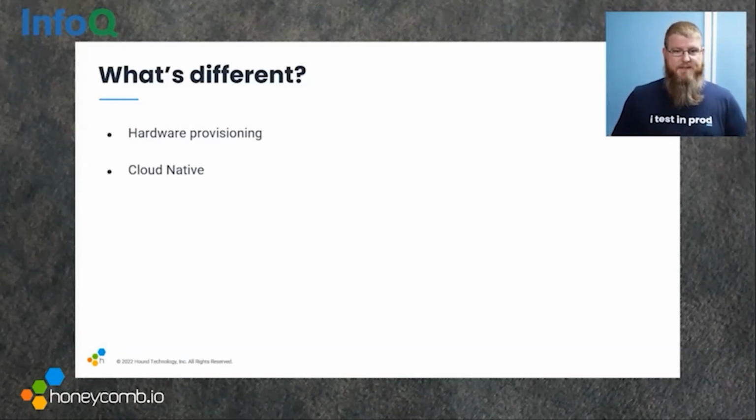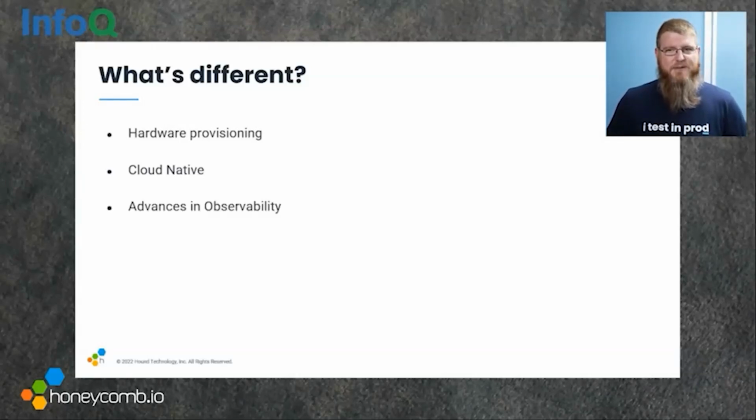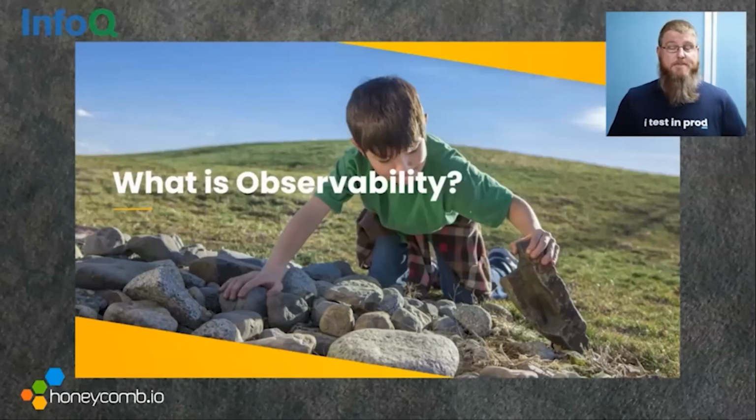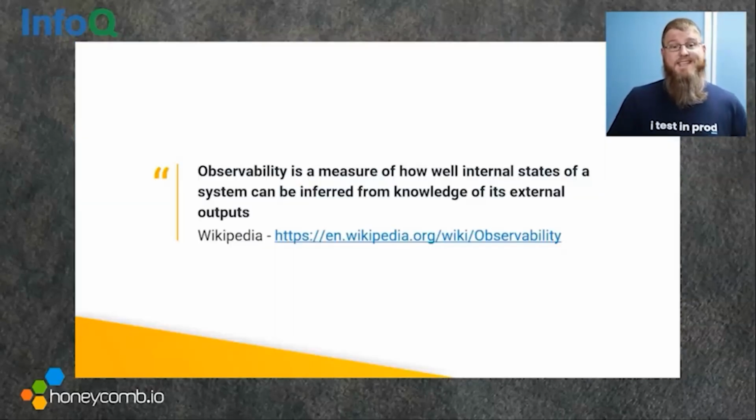Now, the other big thing that is going to be different in the cloud is advancements in observability. And that's what we're here today to talk about, to see how we can make things better. So we're going to talk a little bit about observability. Observability comes from the scientific concept. Wikipedia's definition says that it's a measure of how well your internal states can be inferred based on what the external states are.